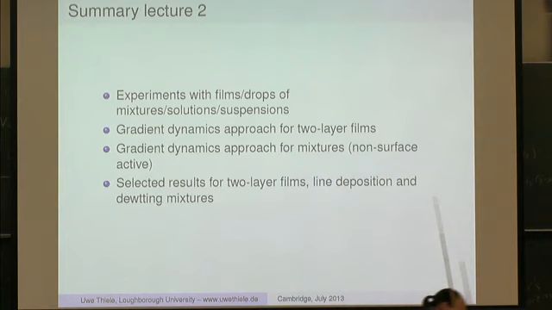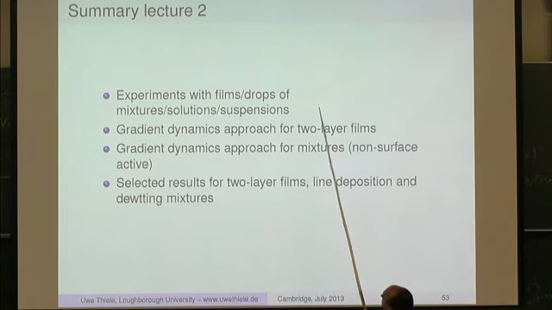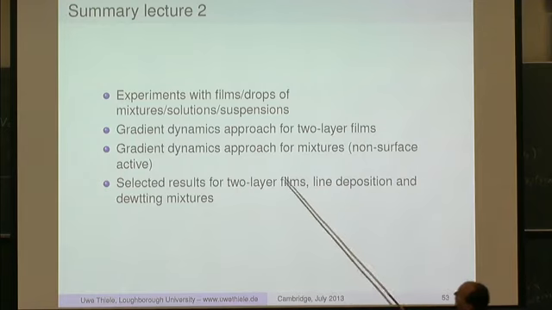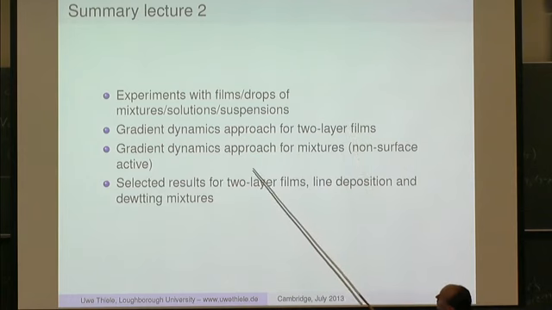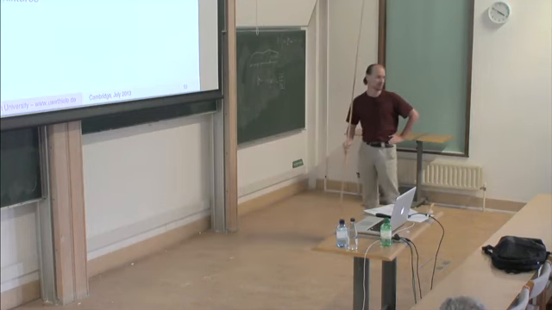Okay, so that was not the end. I split it into 3 lectures, so we are sort of in time. So I showed you experiments with films and drops of mixtures, solutions, suspensions, either with volatile solvent or not. And I tried to convince you that we can write down a nice gradient dynamics approach for 2-layer films, and one that looks actually rather similar for mixtures, right?